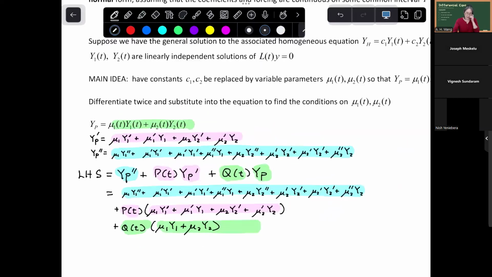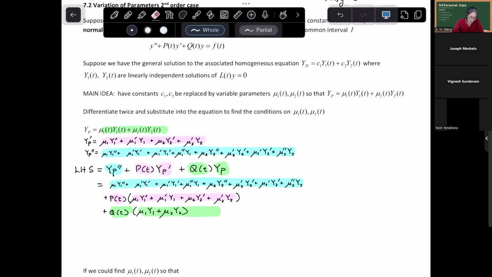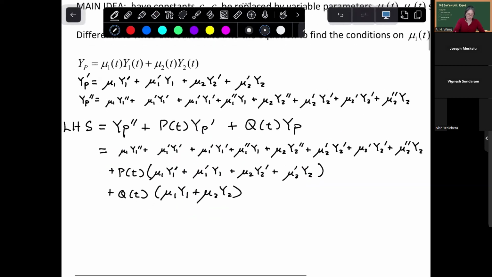Okay? Everybody see that? So all I did was I just took y particular, and I plugged it in. And now I'm just going to go ahead and get rid of all this excess color because it's a little too much. I just wanted you to see what I was doing. Okay, there we go. All right, and now what we're going to do is rearrange things.